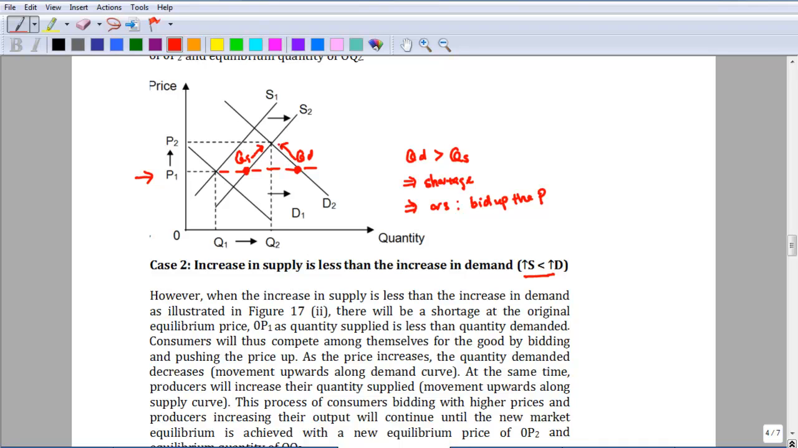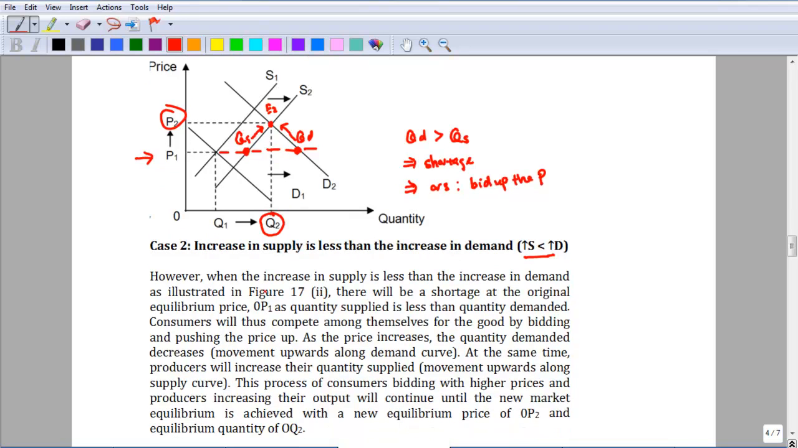So the market will continue to adjust until it reaches the market equilibrium point, E2 here, because at this market equilibrium point, this is where the market clears. Why? Because your quantity demanded will be equal to your quantity supplied once again, and therefore OQ2 will be your equilibrium quantity, OP2 will be your equilibrium price. Okay, so the explanation is all written here in this paragraph. You just need to change again the labeling. Okay, instead of figure 17, it should be figure 18.